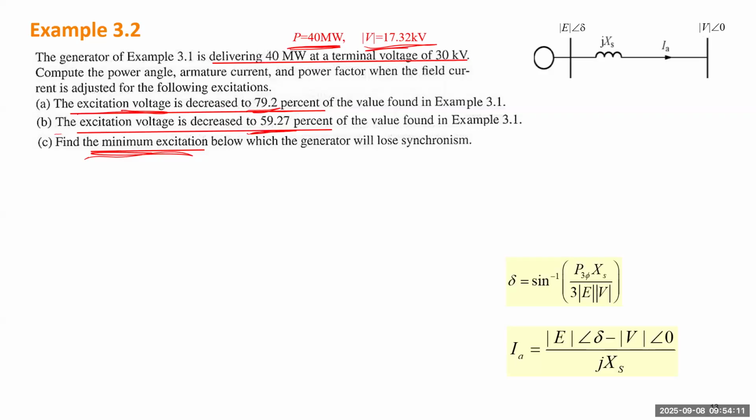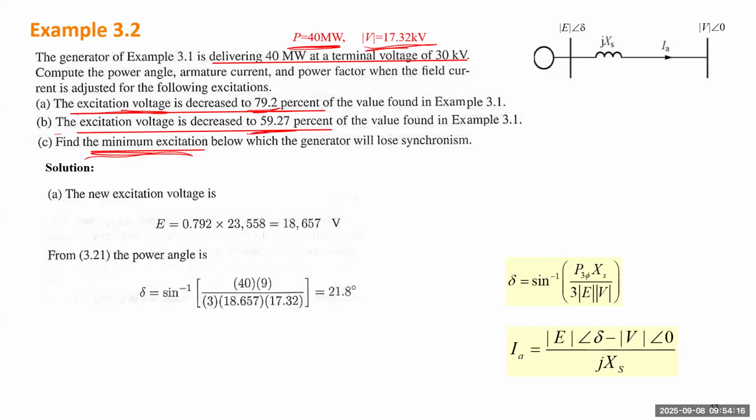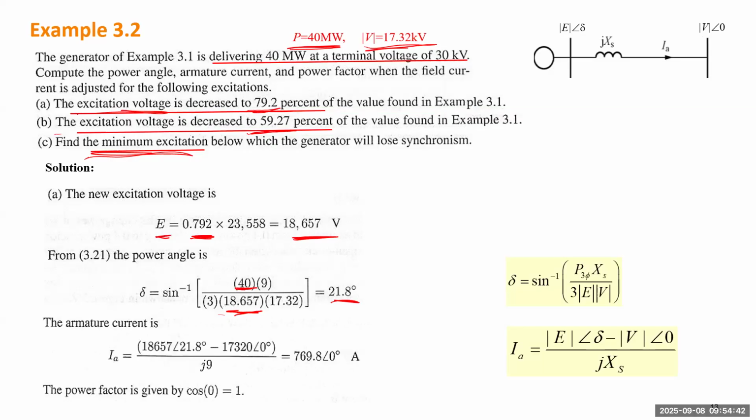Okay, we can still use the two formulas to calculate the angle and the current. The E will reduce to 79% of the value from example one. So now you see that E is only around 19 kV, and the angle can be recalculated using the new power and the new voltage. The power angle is 21.8 degrees, and the current can be calculated at this value.